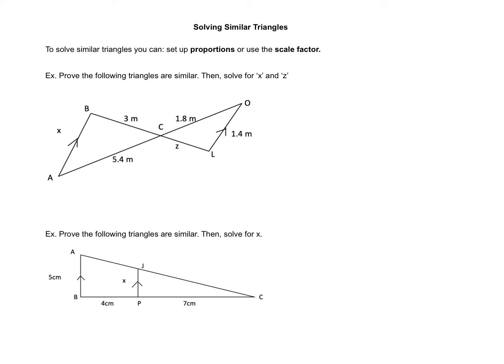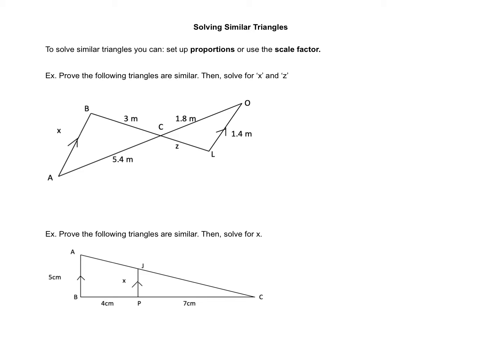In this video, we'll be looking at how to solve similar triangles. So the way to solve, you actually have two methods: to either set up proportions or to use the scale factor. We've seen the scale factor before, where you just multiply one side of a triangle by the scale factor or divide it by the scale factor to get the other corresponding side.